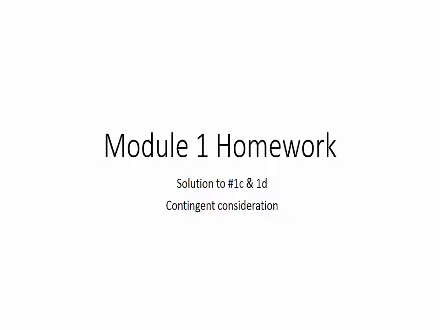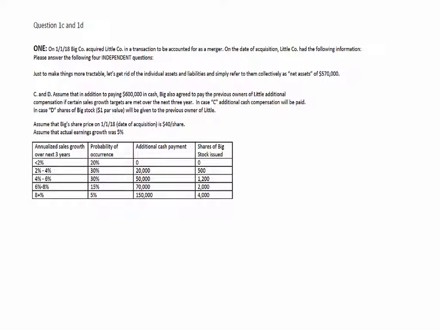Okay, let's go ahead and go through the final parts of question 1 for the Module 1 homework that involve contingent consideration. Again, we have the same scenario as before, where big company is acquiring a little company. This time they're paying $600,000 in cash and giving either additional cash or shares of stock if certain sales growth targets are met over the next 3 years. Let's start with the case of the cash consideration.